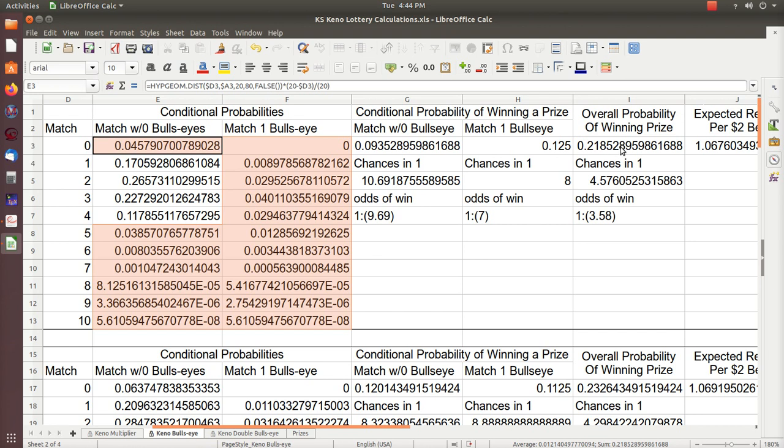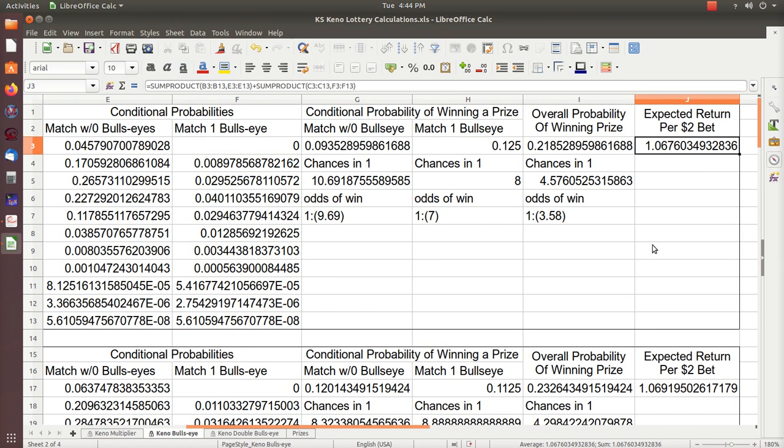If you take the reciprocal, you get a chances in 1 of 4.58. So roughly every 4.5 games, you should expect to win Keno Bullseye. The odds of winning Keno Bullseye is 1 in 3.58. That's the ratio of winning Keno Bullseye divided by the probability of losing. Winning divided by losing. And notice here the expected return on a $2 bet is $1.07, so roughly 53 cents. So on average, you're winning 53 cents on the dollar.